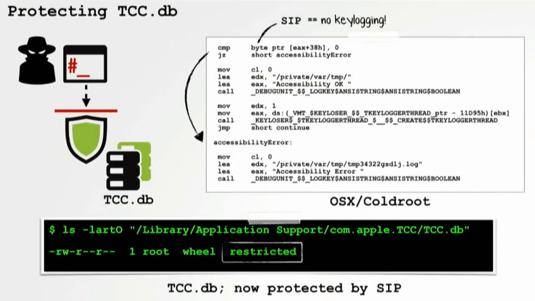In terms of the privacy database, Apple now protects this via System Integrity Protection, or SIP. So on the bottom of the slide, we can see that if we do an ls to look at the file permissions, we can see there's a new permission that is set to restricted. This means this file is now protected with SIP, or System Integrity Protection, which means even if the attacker or the malware has root privileges, they will not be able to modify this file. So going back to the Coldroot malware, we can see that the Coldroot malware will actually check if its modifications to the database were successful, and if it fails, it will not implement its keylogger logic because it won't work. So this basically means because of these new security mitigations that Apple has implemented, even though the malware will still run, the keylogging will not be successful. So kudos to Apple for fixing that.